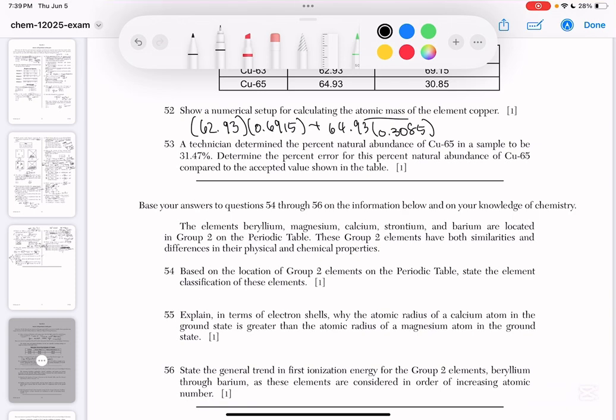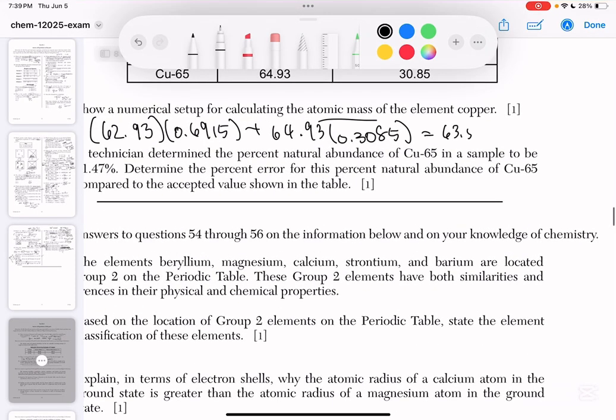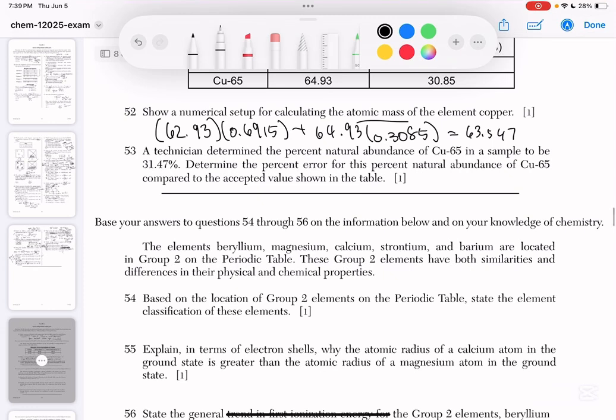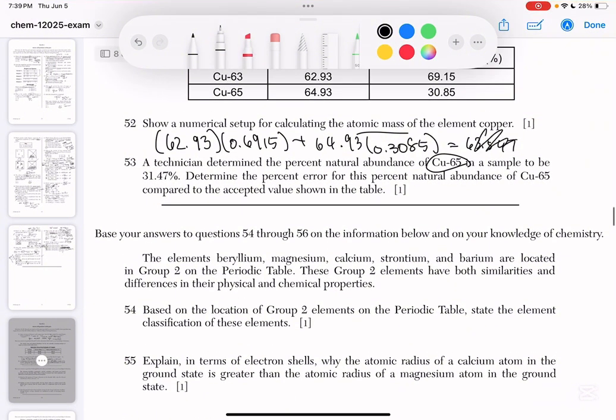Okay, so here I got 63.547, and the percent error formula is measured minus accepted over accepted. So measured here, oh shoot, that's not what they meant. Okay, it's only for this one. I thought it meant for all the atomic masses together. Okay, sorry. So you didn't have to do this step. You can ignore that.